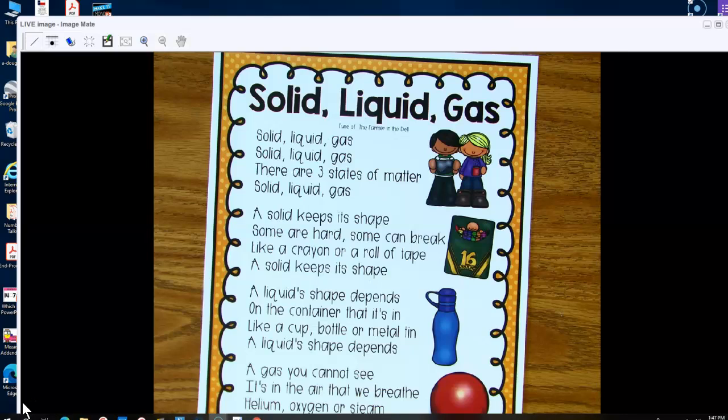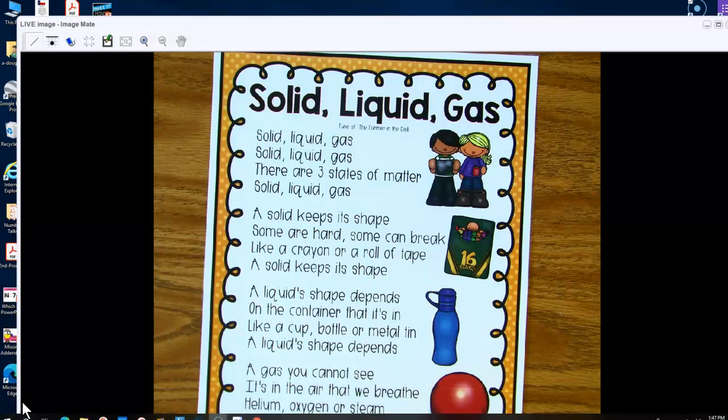A liquid's shape depends on the container that it's in, like a cup, bottle, or metal tin. A liquid's shape depends. A gas you cannot see, it's in the air we breathe. Helium, oxygen, or steam, a gas you cannot see.